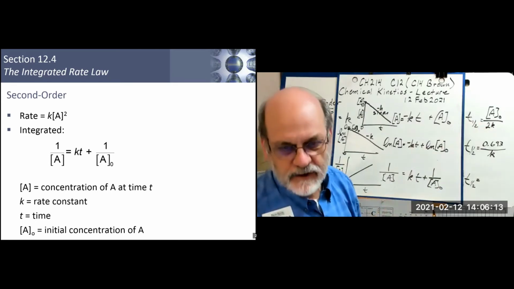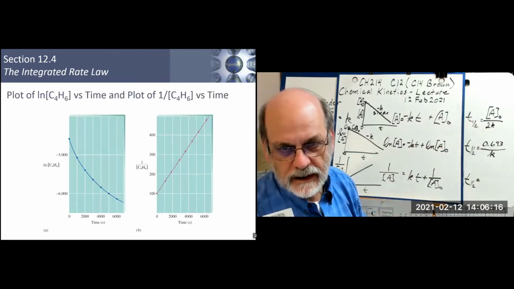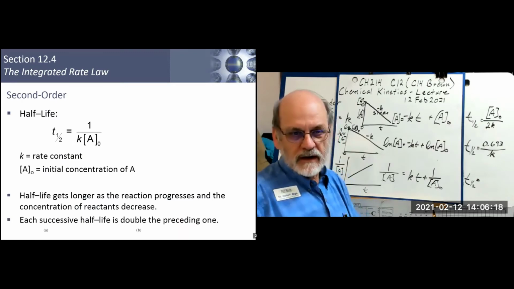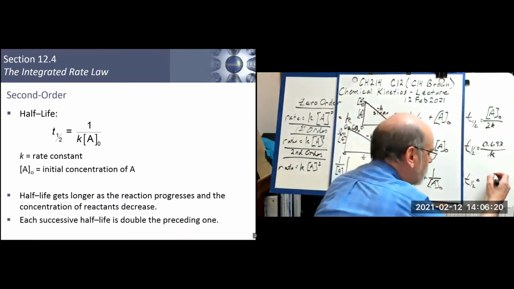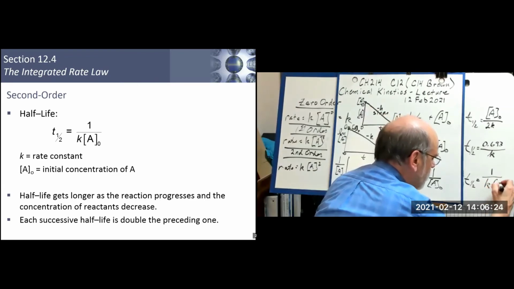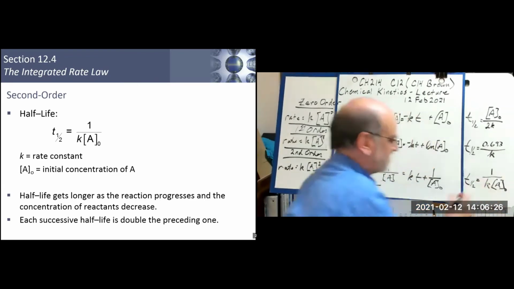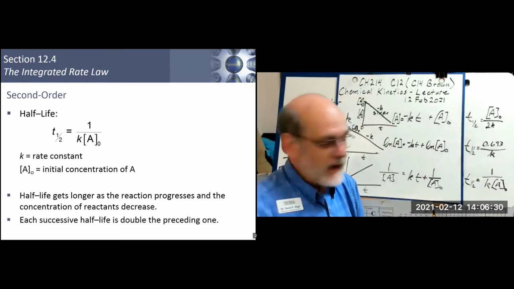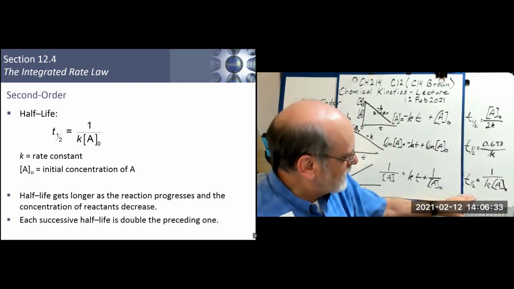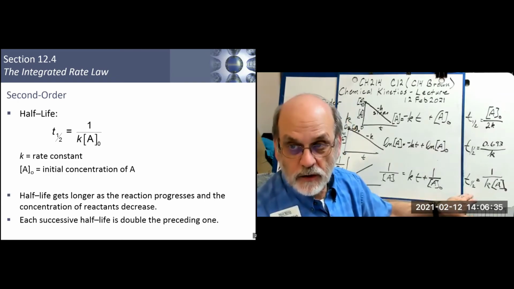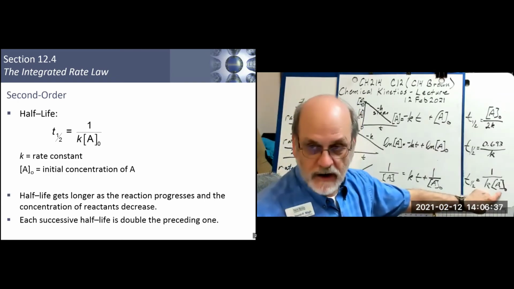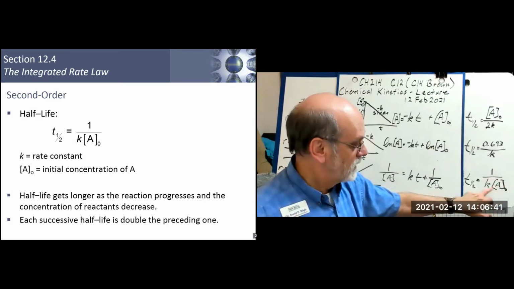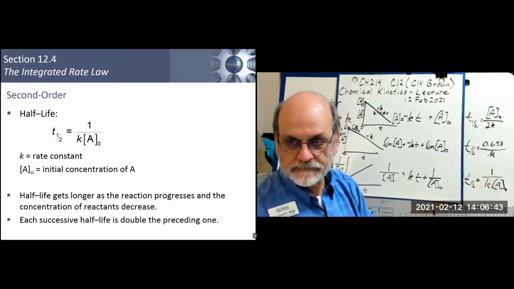The half-life expression for second order is 1 divided by K and the initial concentration. So that means that second order also depends upon the concentration of A0, the initial concentration, plus the K.